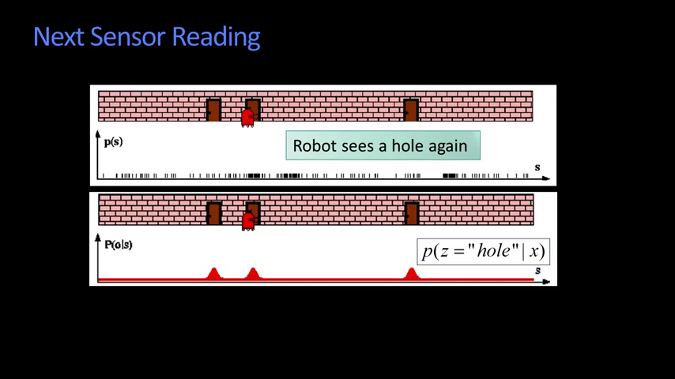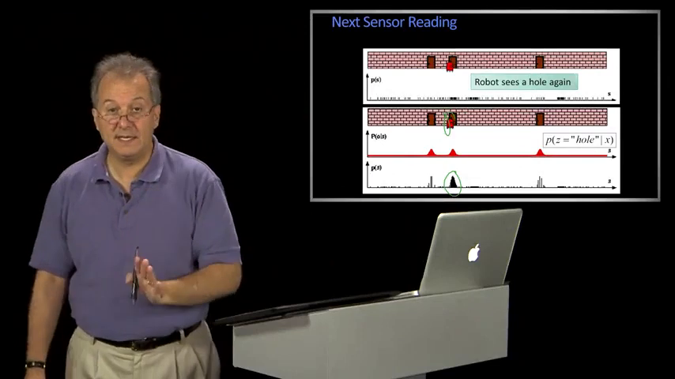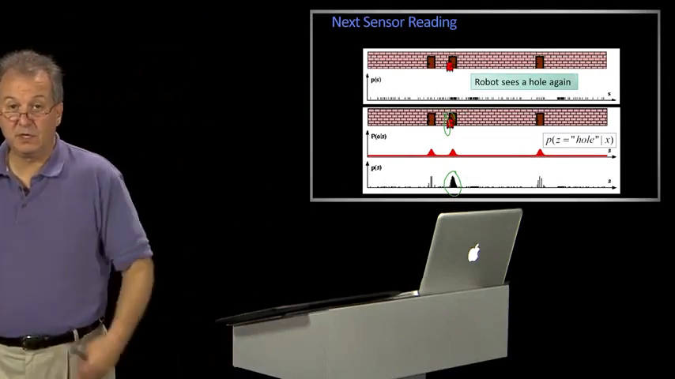And again, I multiply, but this time I multiply the previous density by this, and you'll notice now that the robot has a lot of belief, okay, that it's actually where it really is. And the reason is it saw a hole, it took a step of 2 meters, saw another hole.